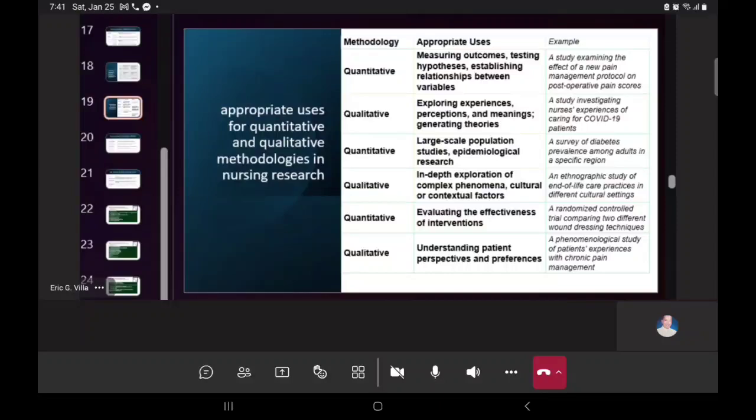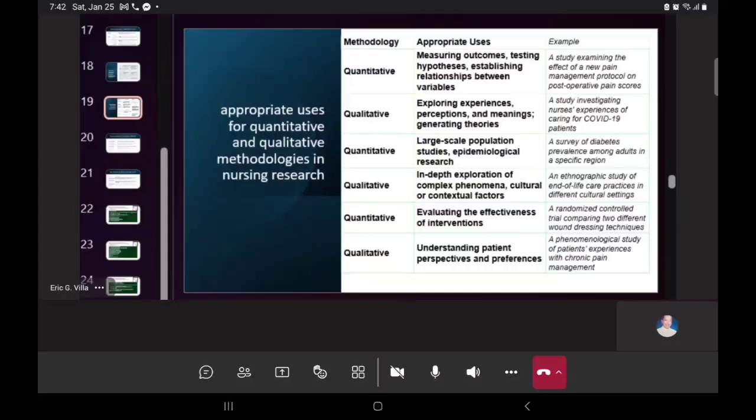For large-scale population studies or epidemiological research, quantitative methods are typically more appropriate. For example, a survey on diabetes prevalence among adults in a specific region would use quantitative techniques to collect and analyze data from a larger sample, providing statistical insights into the scope of a health issue.